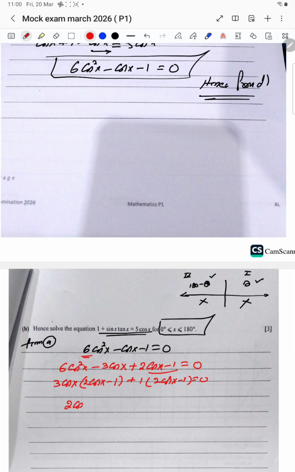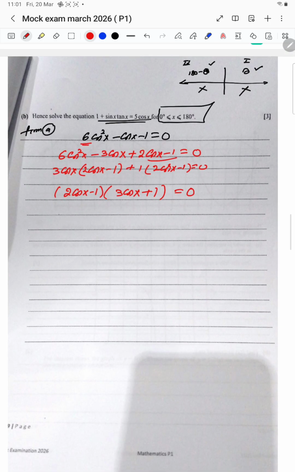So 2 cos of x minus 1 times 3 cos of x plus 1 equal to 0. These are the factors. Midterm break rule, I applied it. If you are weak in midterm break rule, you better apply the quadratic formula. So here I have two options. 2 cos of x minus 1 equal to 0. So cos of x will be 1 by 2. That is positive. It means it can fall in any quadrant, you don't forget this one.